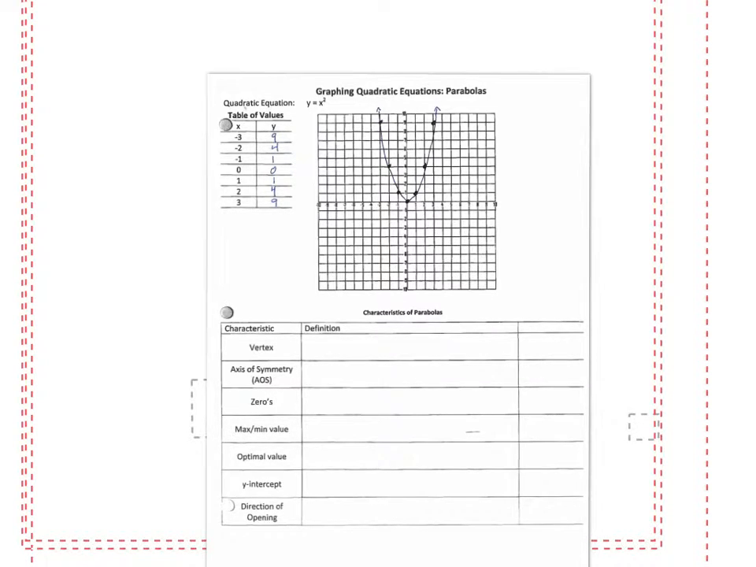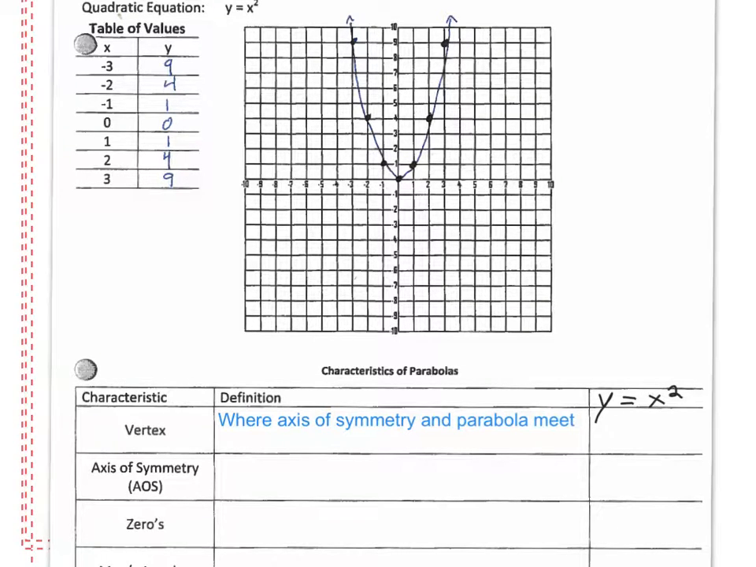The first feature we're going to look at is the vertex of the parabola, and this is where the axis of symmetry and the parabola meet. So basically it's the middle of the parabola, and it's also the max or min point. We're going to talk about what the axis of symmetry is and the max and min point later, but for now, we're just going to look at the vertex. So the vertex in this parabola is right here, and the coordinates of our vertex for y equals x squared is (0, 0).